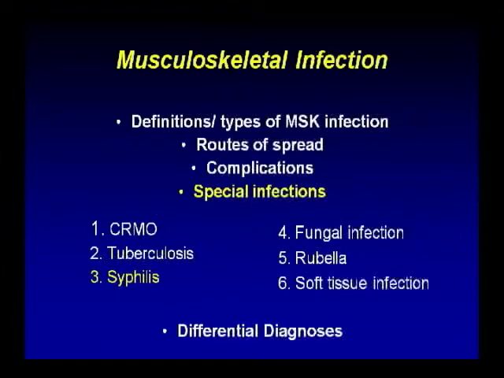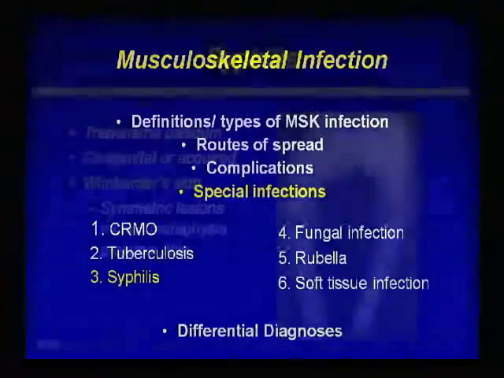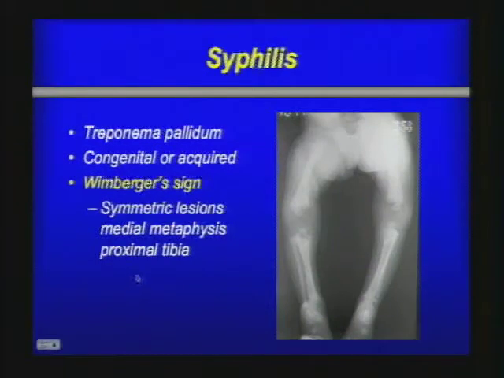Syphilis is caused by Treponema pallidum. It may be congenital or acquired, and it has typically the Wimberger sign. And the Wimberger sign refers to symmetric lesions which are located at the proximal tibia.